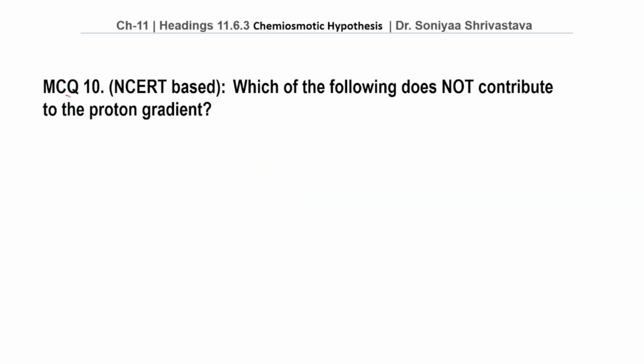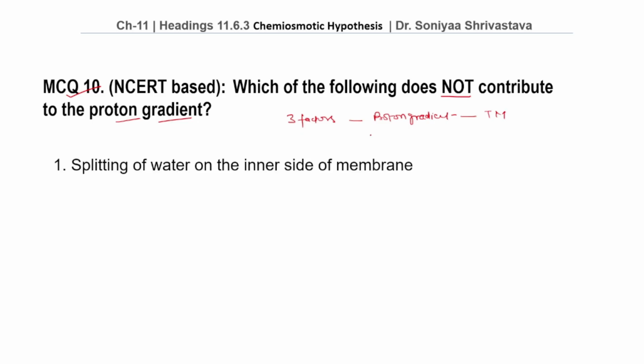Moving on to MCQ number 10. Which of the following does not contribute to the proton gradient? Student, we know there are three factors which create and strengthen the proton gradient across the thylakoid membrane. But the question asks, which option does not help build this gradient? So let's see our options. Option number 1, splitting of water on the inner side of the membrane.